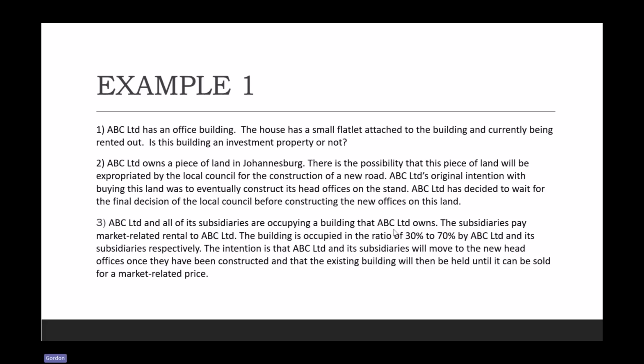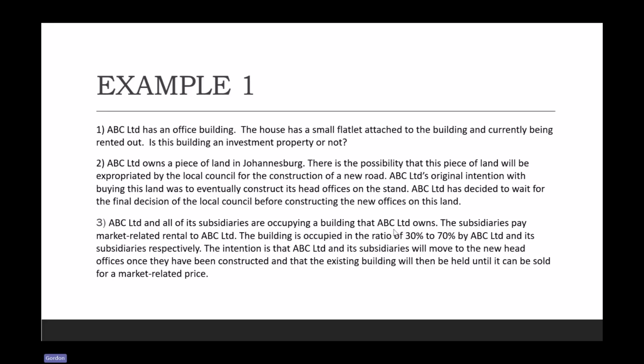So even though both parent and subsidiary are all occupying the same building, the building actually belongs to the parent. So it means that the parent has actually rented part of the building to the subsidiary, and the subsidiary is paying rental to the parent. The building is occupied in the ratio of 30% to 70% by ABC Limited and its subsidiaries respectively. So in other words, 30% of the building is being occupied by the parent and 70% of the building is being occupied by the subsidiary. The subsidiary is occupying a bigger portion of this particular property.